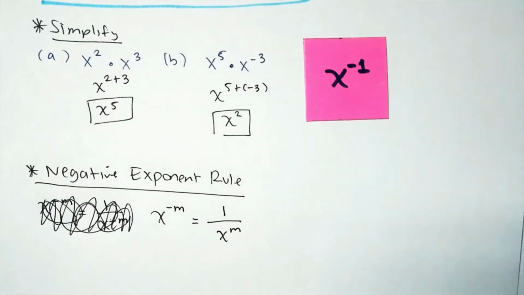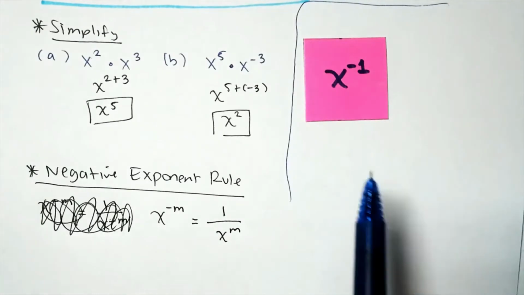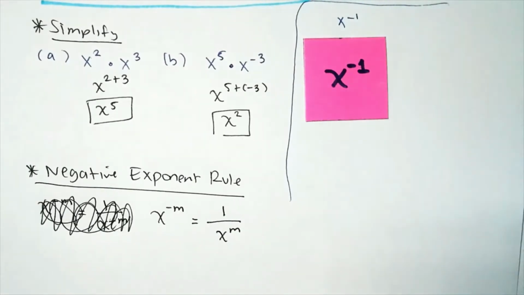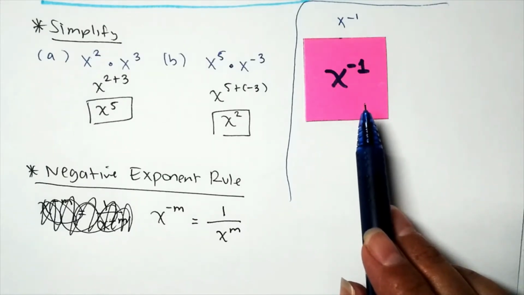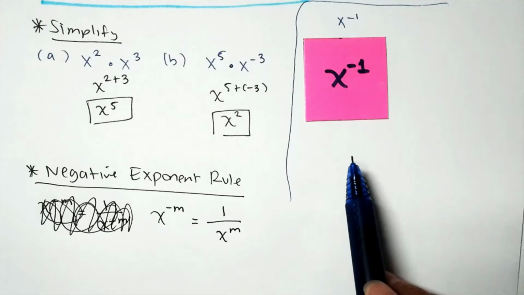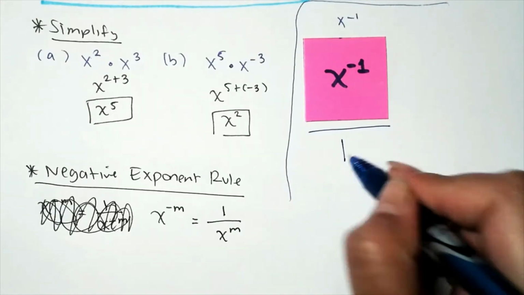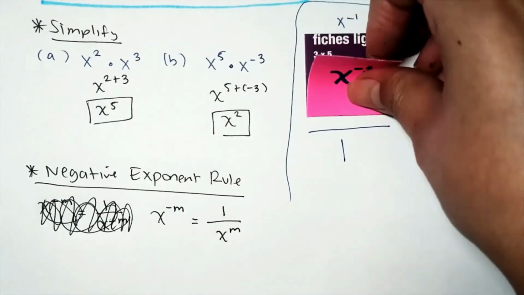Okay. Let's just say we had x to the negative first power. And then we wanted to make the exponent positive. So what are we going to do? We're just going to move it to the other side. Other side of where? The fraction bar. So I'm going to put a fraction bar. I'm going to put a 1. And then to make the exponent positive, just bring it to the other side.